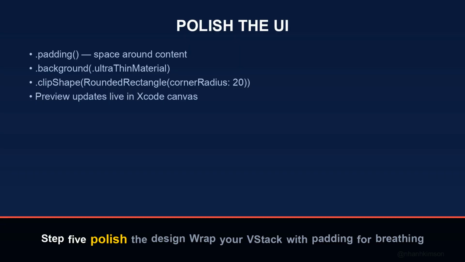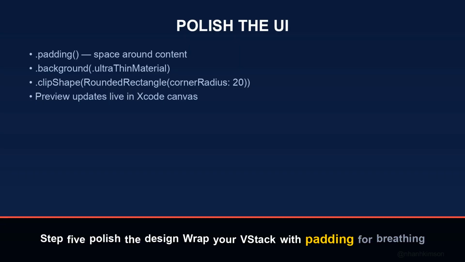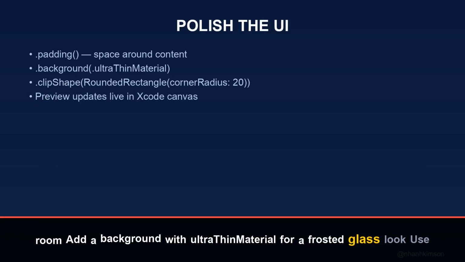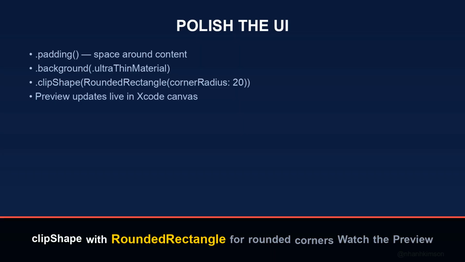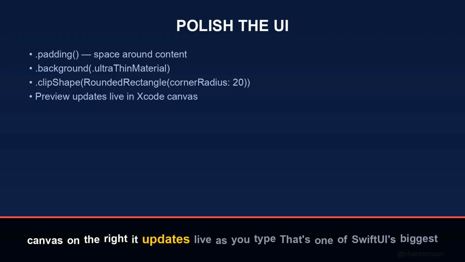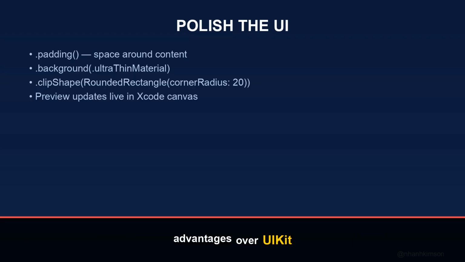Step 5. Polish the design. Wrap your VStack with padding for breathing room. Add a background with ultra-thin material for a frosted glass look. Use clip shape with rounded rectangle for rounded corners. Watch the preview canvas on the right. It updates live as you type. That's one of SwiftUI's biggest advantages over UIKit.